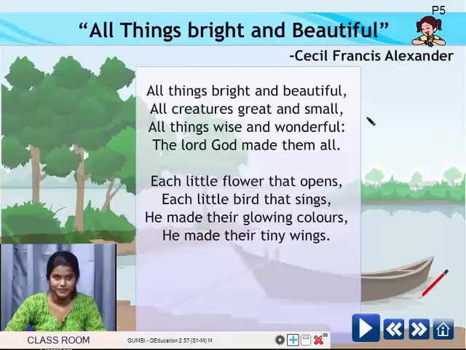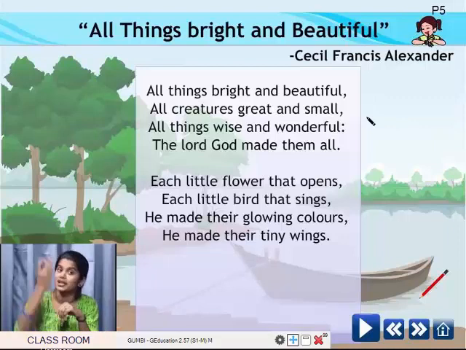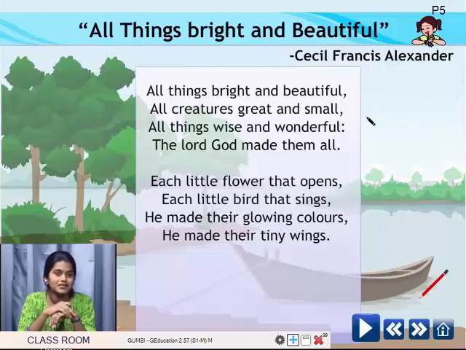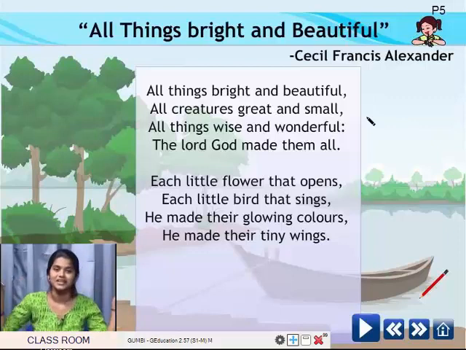Come on. All things bright and beautiful, all creatures great and small, all things wise and wonderful, the Lord God made them all. Each little flower that opens, each little bird that sings, He made their glowing colors, He made their tiny wings.